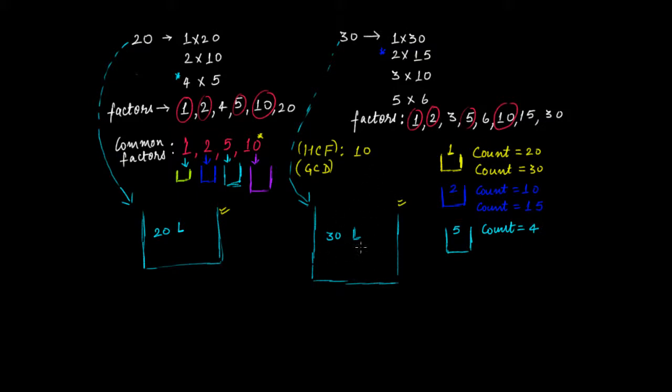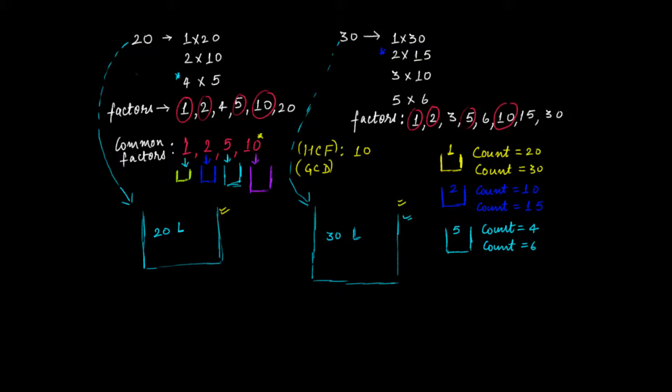What about this one? If you use the 5 liter beaker to fill this 30 liter beaker completely, how many turns will it take? You will say that if I divide 30 by 5, I'll get 6 as a quotient. That means first I'll put 5, then again 5, it will become 10, then 15, then 20, then 25, then 30. So the number of turns is 6. The count in this case will be 6.